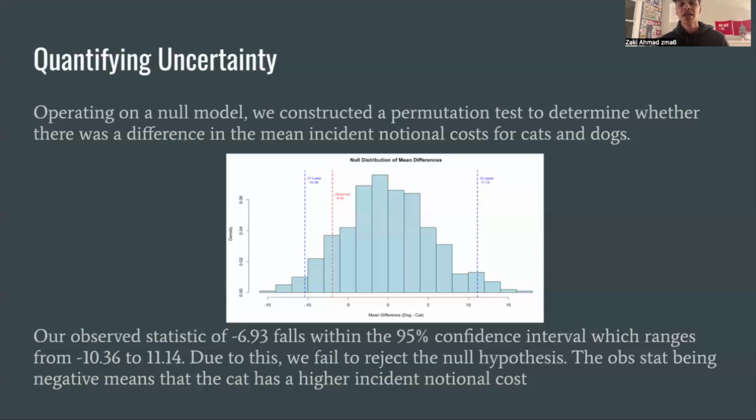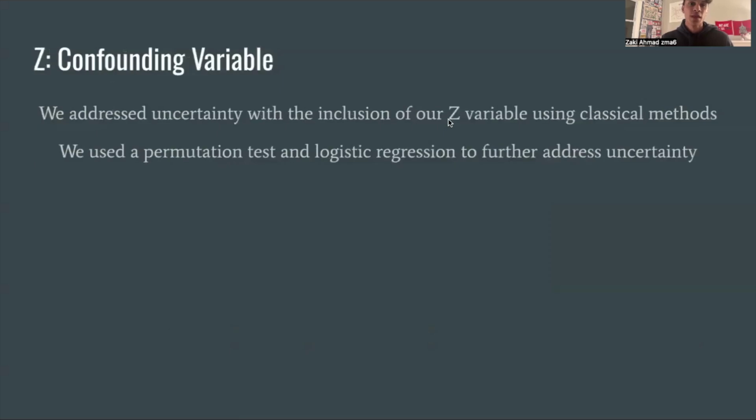the null hypothesis and do not have sufficient evidence to conclude that there is a statistically significant difference between the notional incident rescue cost for dogs and cats. And the fact that the observed statistic is negative indicates that cats have a higher incident notional cost, but we're unable to generalize this to our entire population, which is all the rescue incidents of cats and dogs in the population, because our observed statistic falls in the confidence interval, and we fail to reject the null.